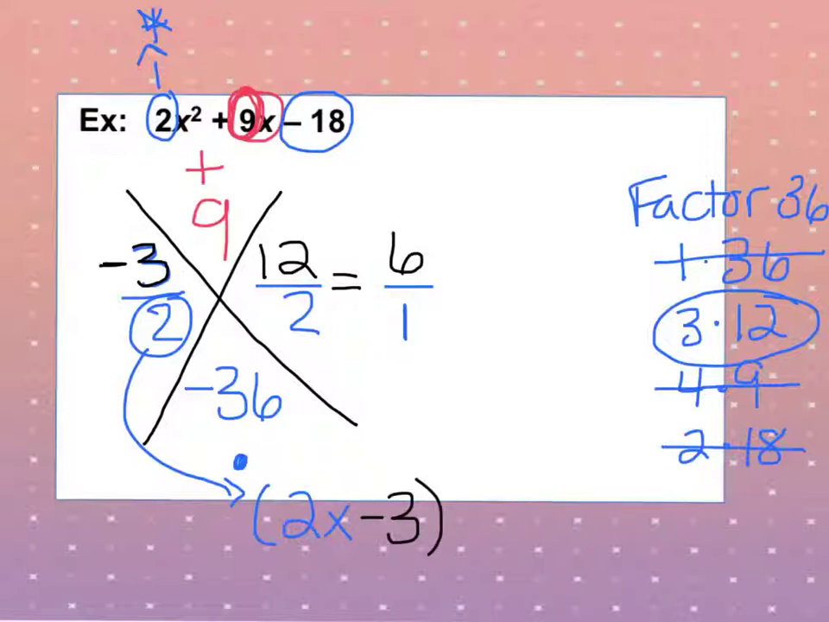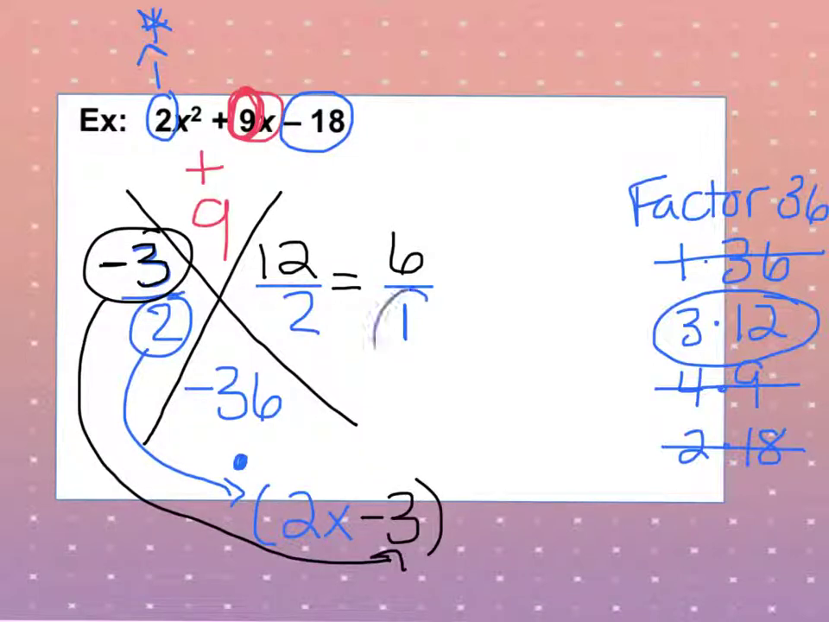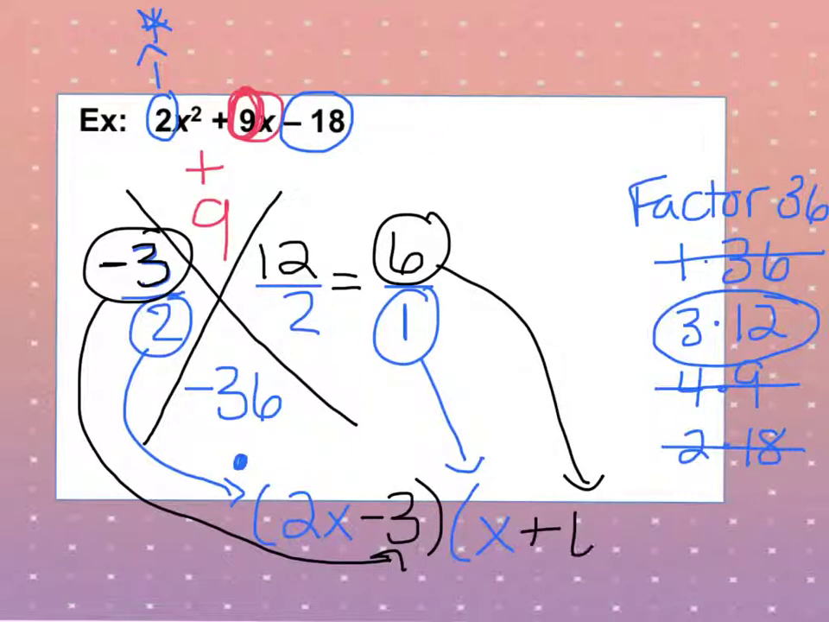And then for the second one, I want to definitely just keep drawing arrows to help. Second one's going to be the 1. So I get 1x, or just x, right? I don't need to write the 1. And then it's going to be a positive 6, so plus 6.